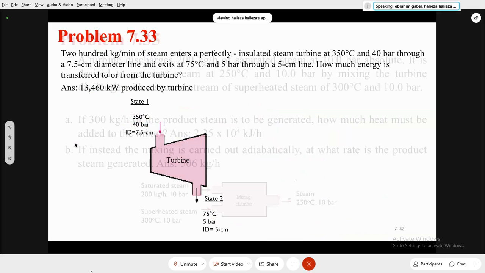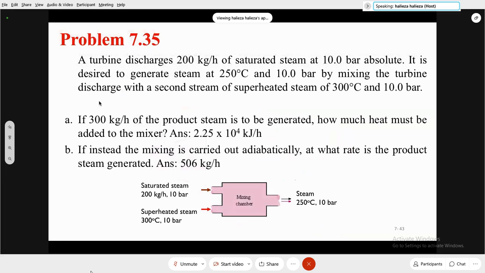So next, let's look at another problem. This is a mixing chamber, just like the example that we did just now. Same thing. The procedure is the same, but a different set of questions. So this is problem 7.35. Guys, you have the answer there. You can try to solve it, whether you can get the same answer.